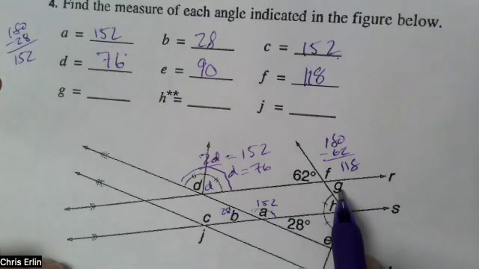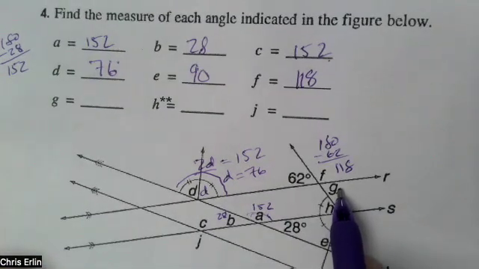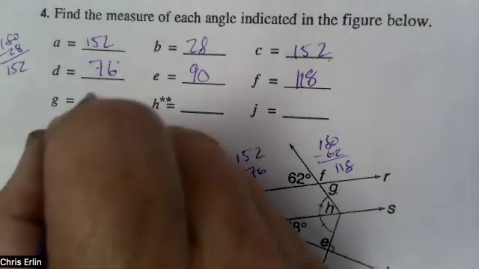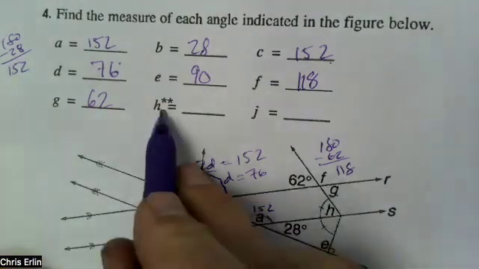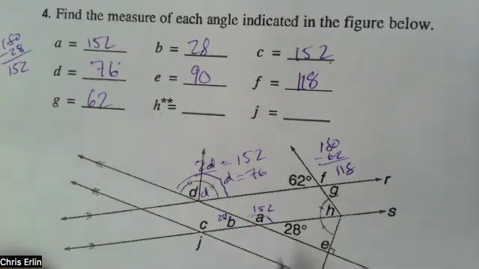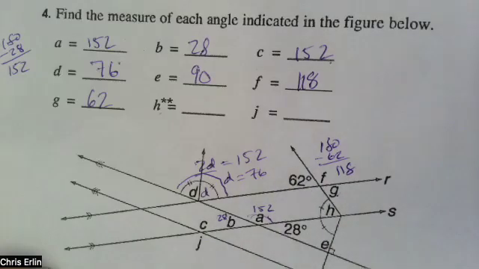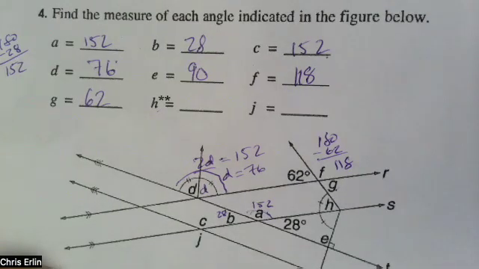G. What relationship does G have with things around it? Vertical with 62. If they're vertical, then they're congruent. So that's also 62. H, asterisk. Now, there's a couple of ways to find H. What's the relationship between H and 62 here? What is it?